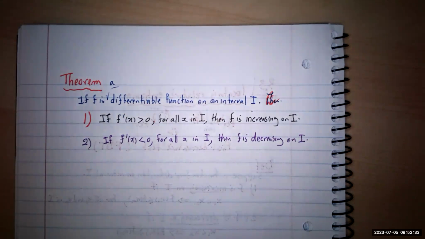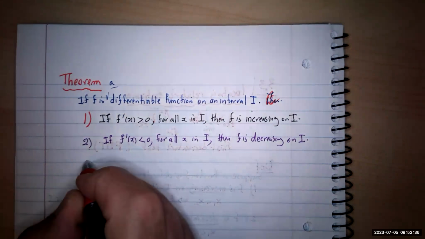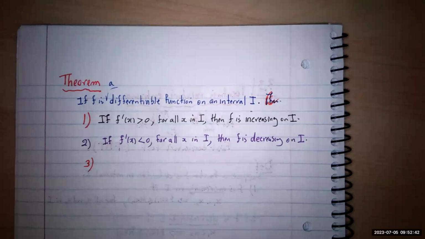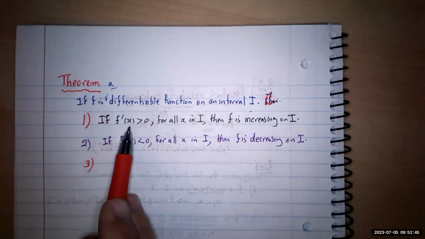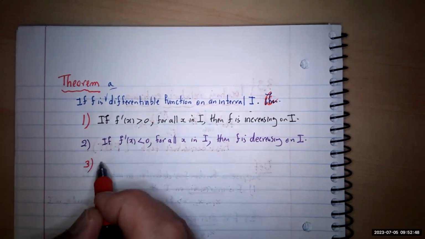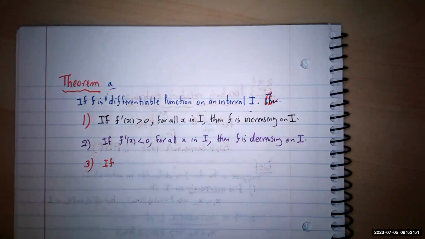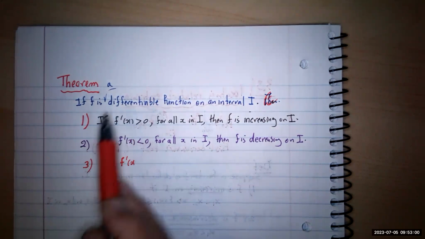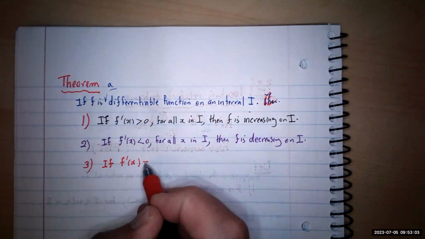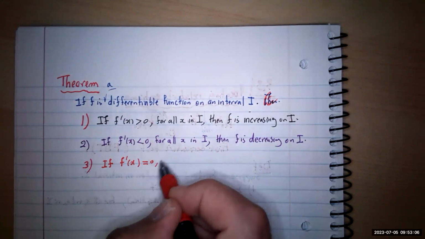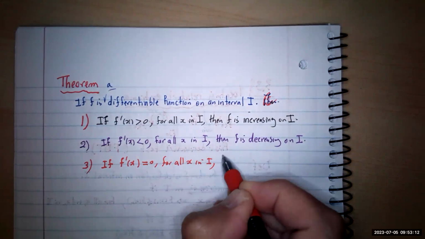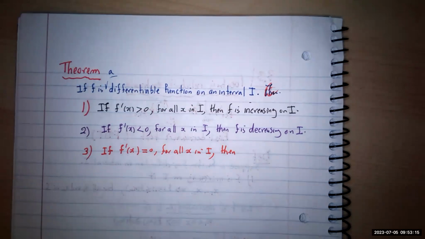Of course, there is a third possibility. What is the third possibility for f prime? Positive, negative. What's the third case? Any suggestion? Equals 0 or does not exist. Yeah, equals 0. Since they give you differentiability, it does exist. Okay, if f prime of x is equal to 0 for all x in I, then any suggestion?